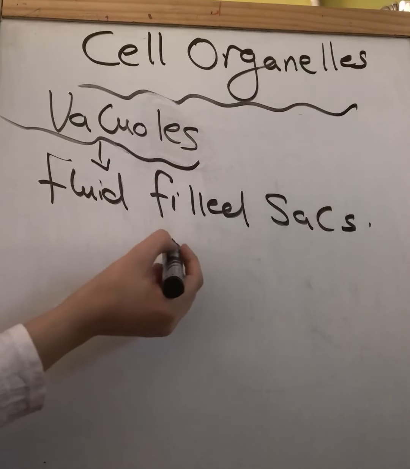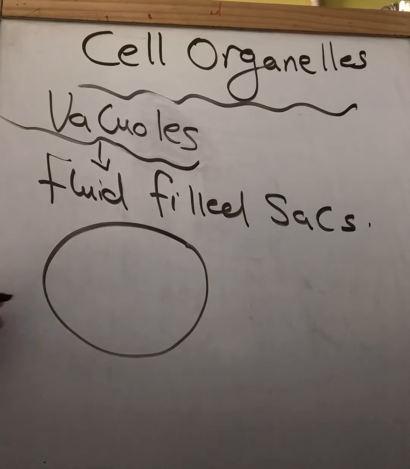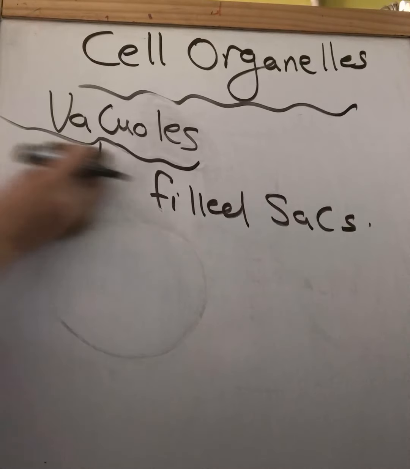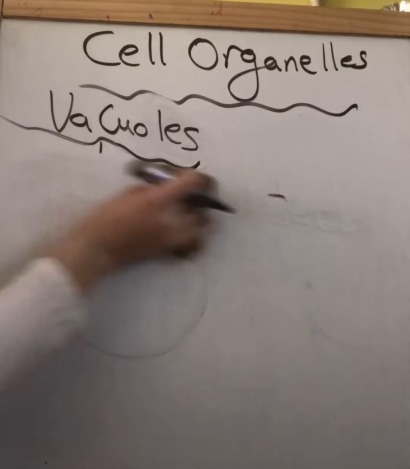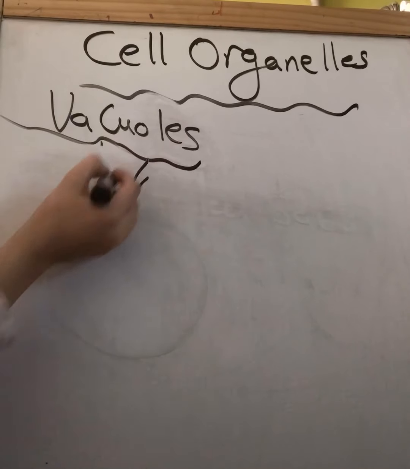Vacuoles have a membrane. So a vacuole is a membrane-bound organelle. Will I find vacuoles in a plant cell or animal cell or both? Actually, vacuoles are in both, but there is a difference. The vacuoles in plant cells are unique.